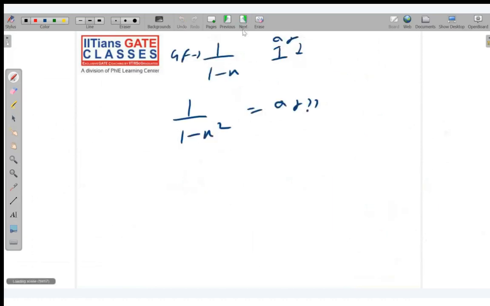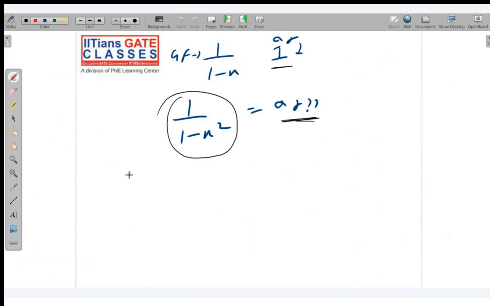So the generating function is 1 upon 1 minus x, and the numeric function is 1. We already know. Now the question is 1 upon 1 minus x square. If the generating function is 1 upon 1 minus x square, what will be the numeric function? We want to find this. The approach is similar, the approach which we have done till now.